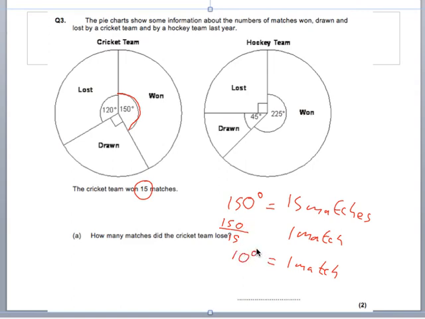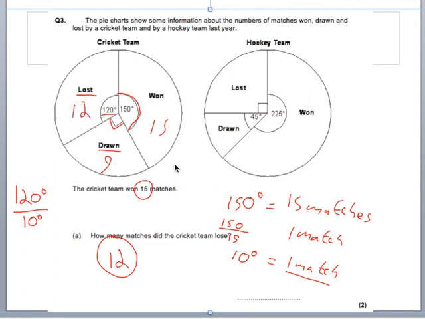If I know that one match is represented by 10 degrees, and I know that the losses were represented by 120 degrees, how many 10s in 120? Well, I do 120 degrees divided by 10 degrees, and that gives me an answer of 12. So how many matches did the cricket team lose? 12. Similarly, I could work out how many they drew, because that's an angle of 90 degrees, and 90 divided by 10 is 9. So they drew 9, they won 15, and they lost 12.